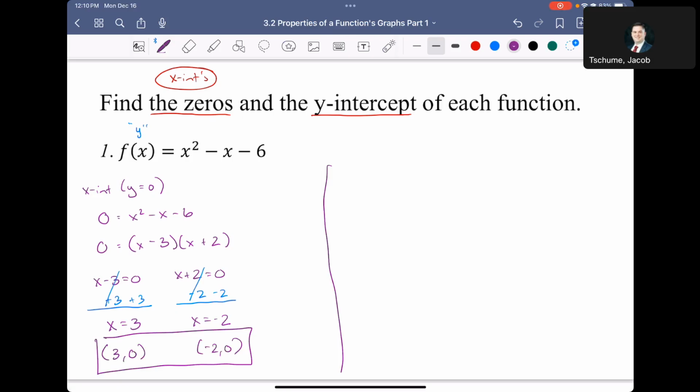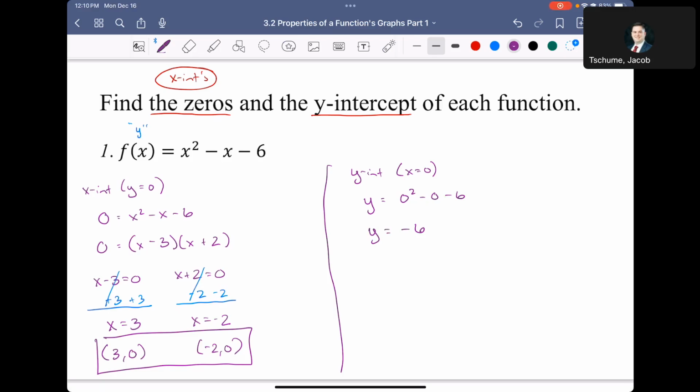Now we also need the y-intercept. Remember from chapter 1, when you go to find a y-intercept, you're going to let x equal 0. So instead of f of x, we're going to call this y. Then you're going to have 0 squared minus 0 minus 6. If you simplify that, not much to do there. You should just end up with a -6 on the right.